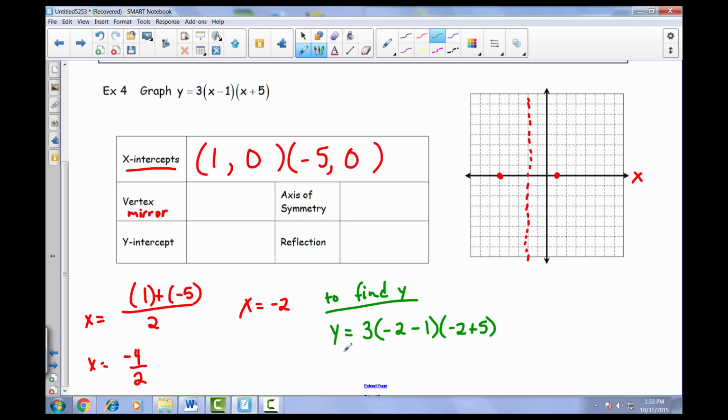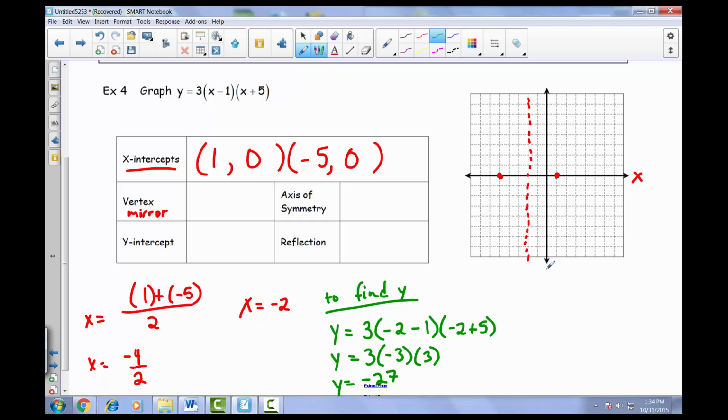And now we're just simplifying this out. So y is equal to 3 times negative 2 minus 1, which is negative 3, and then negative 2 plus 5 comes out to be positive 3. So it looks like our y value comes out to be 3 times negative 3 times 3, so negative 27.